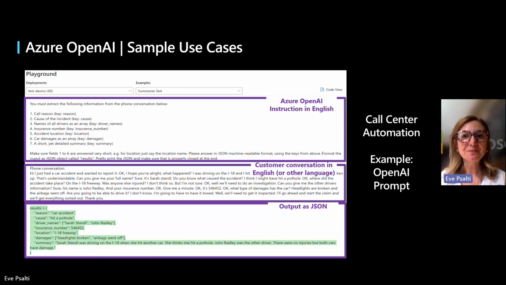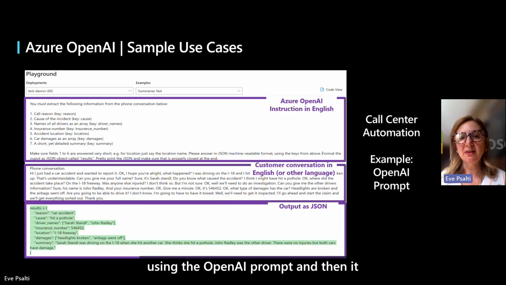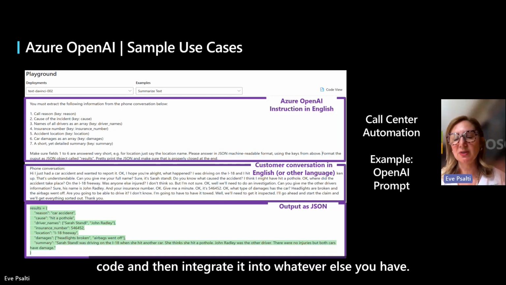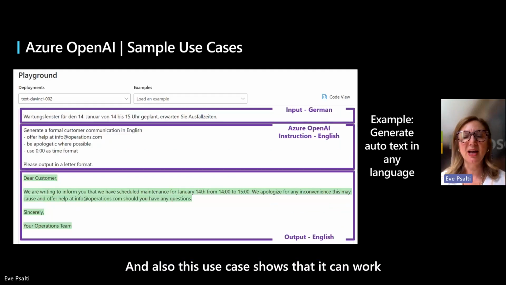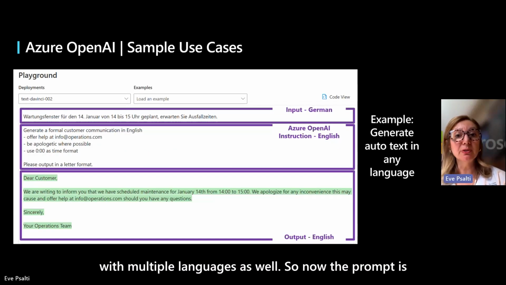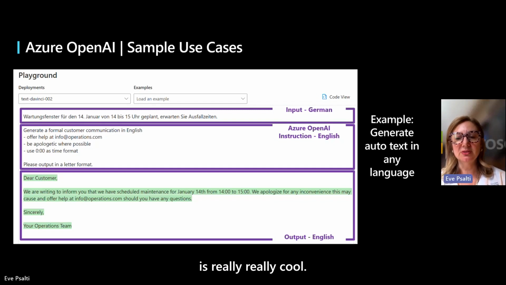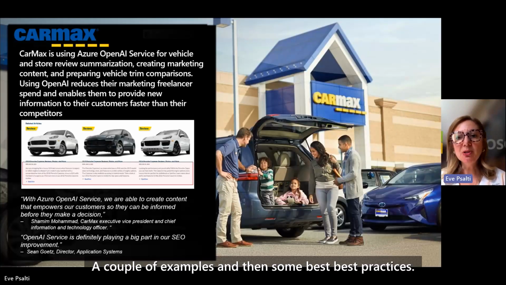The other case is an example where we're using the OpenAI prompt, and then it generates code, which you can take, the JSON code, and then integrate it into whatever else you have. And this use case also shows that it can work with multiple languages. So now the prompt is in German and the output can be in English, which is really, really cool. A couple of examples and then some best practices.